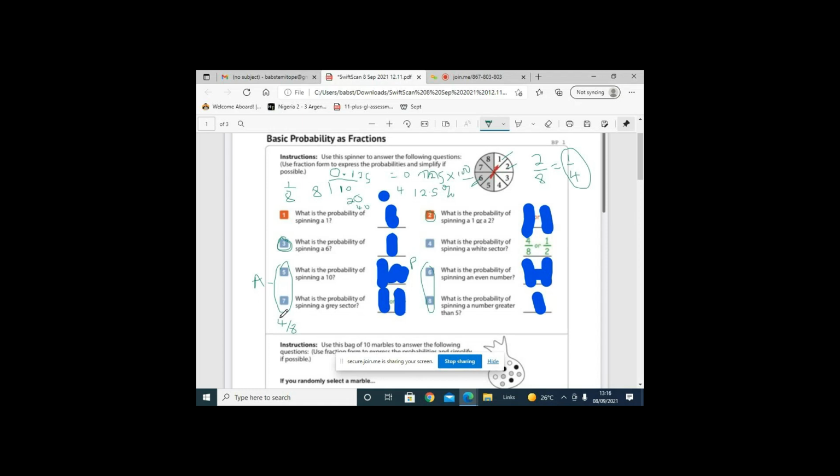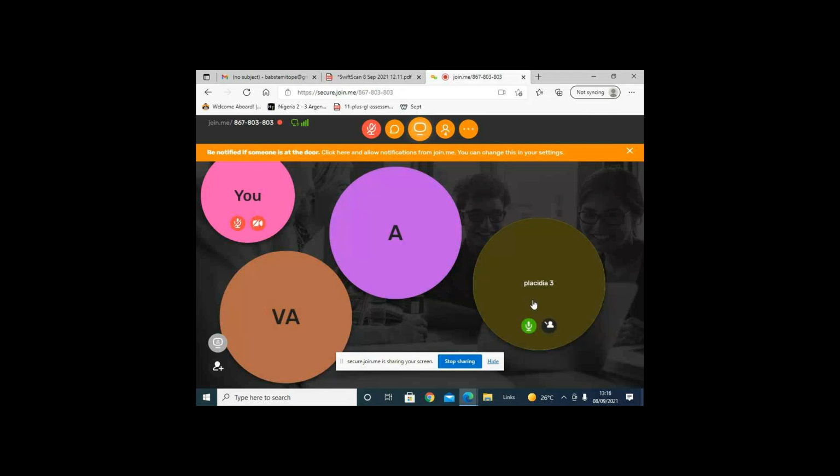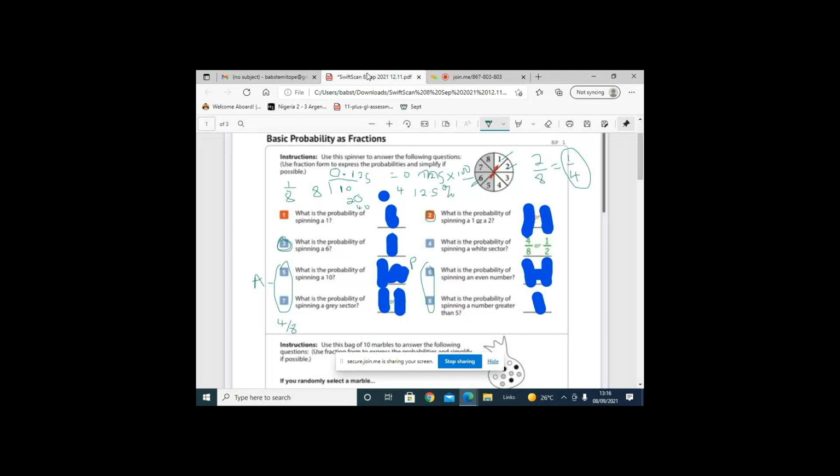I want Placidia now to answer her own question. Okay, the first one is the probability of spinning an even number is 4 over 8, which is 0.5, which is 1 over 2, which is 50%. Then the second one is the probability of numbers greater than 5.